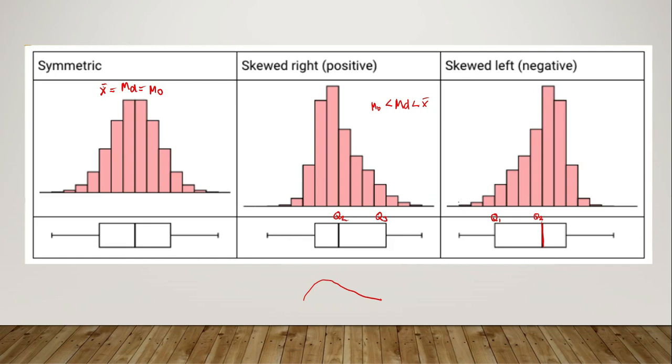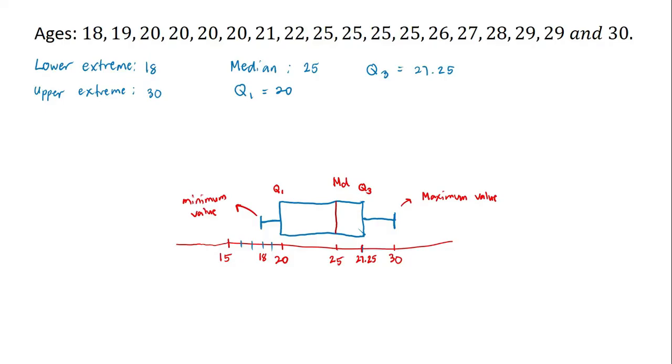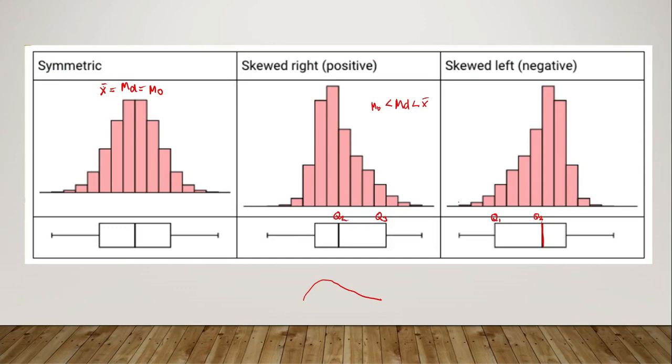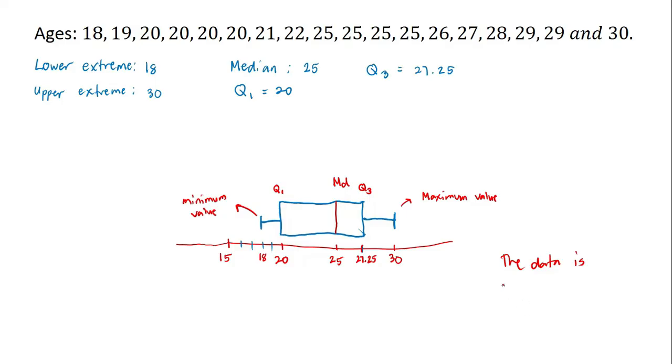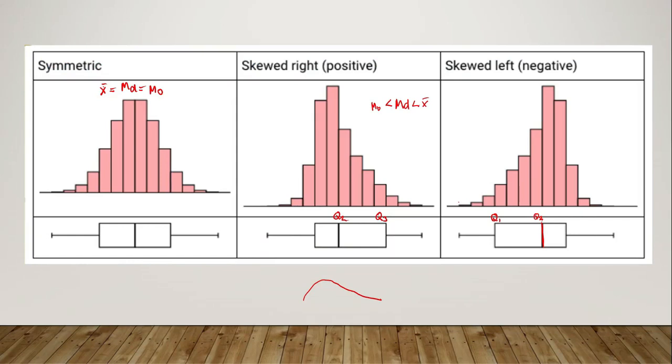So, if we go back to this one, the box and whisker we created, the data is what? Let's see, negatively skewed. Negatively skewed distribution. So that's it for the box and whisker plot. Okay, so I hope it is clear to you, the box and whisker.